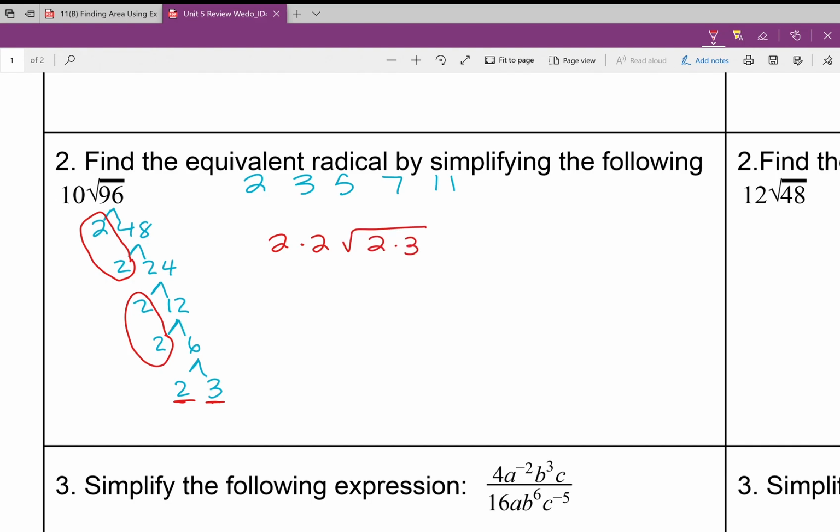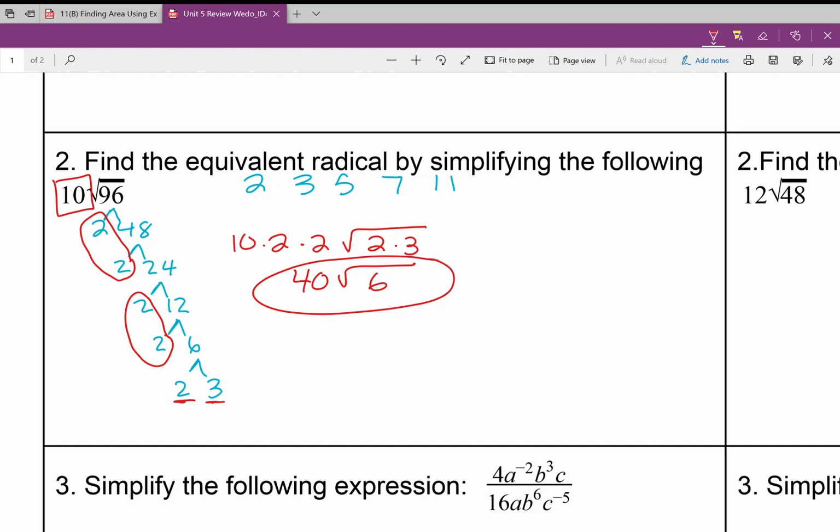2 times 3. But don't forget about that 10 that was in the front. So that 10 is actually going to go right in the front here, and we're going to multiply it. So now we have 10 times 2 times 2, which is 40. Square roots of 2 times 3, which is 6. This is our answer.